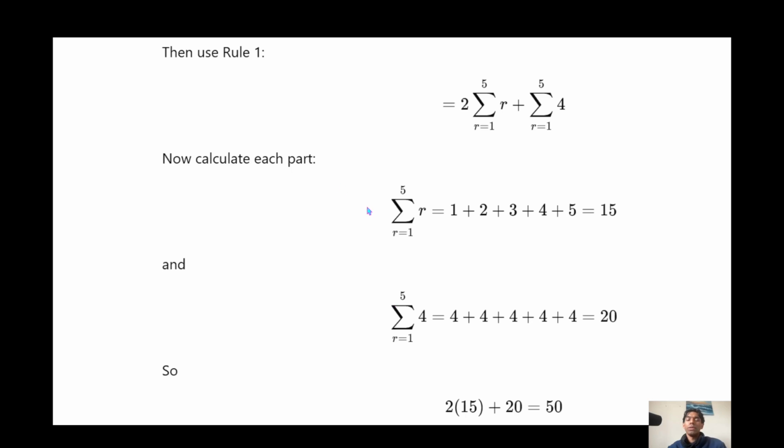We now calculate each part. The sum of r equals 1 to 5 of r is equal to 1 plus 2 plus 3 plus 4 plus 5 equals 15. And the sum of r equals 1 to 5 of 4 is equal to 4 plus 4 plus 4 plus 4 plus 4 is equal to 20. So therefore, 2 times 15 plus 20 is equal to 50.